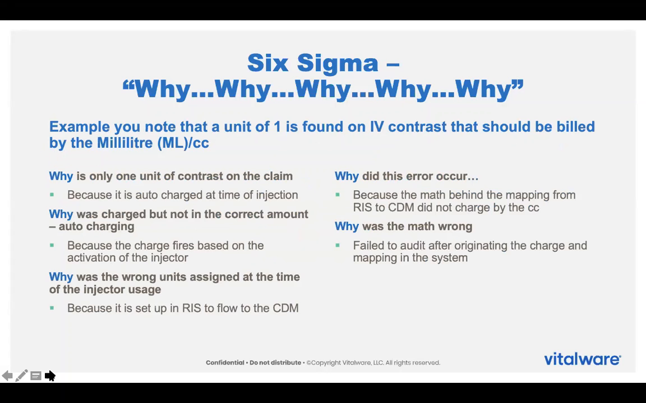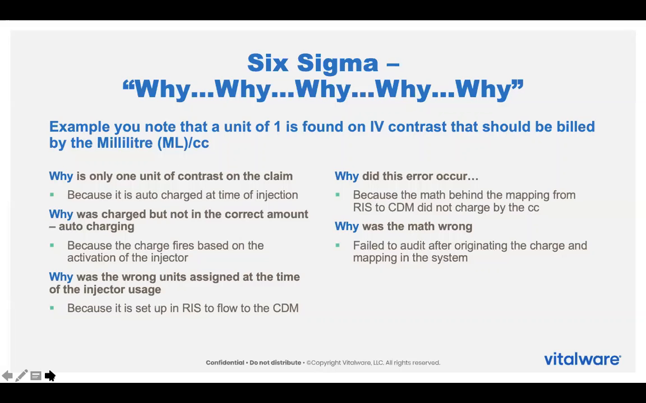So here's an example. You note that one found an IV contrast that should be billed by milliliters. You ask why is only 1 unit on the claim? Because it was auto-charged by the injector. Why was it charged but not in the correct amount? Auto-charging, because the charge fires based on the activation of an injector that doesn't have anything to do with the amount. Why was the wrong unit assigned at the time of the injector? Because the radiology system set it to flow to the CDM based on the injection, not the dose.